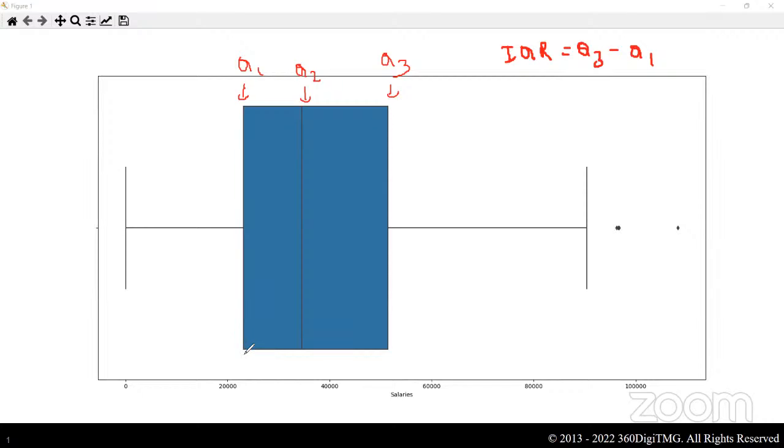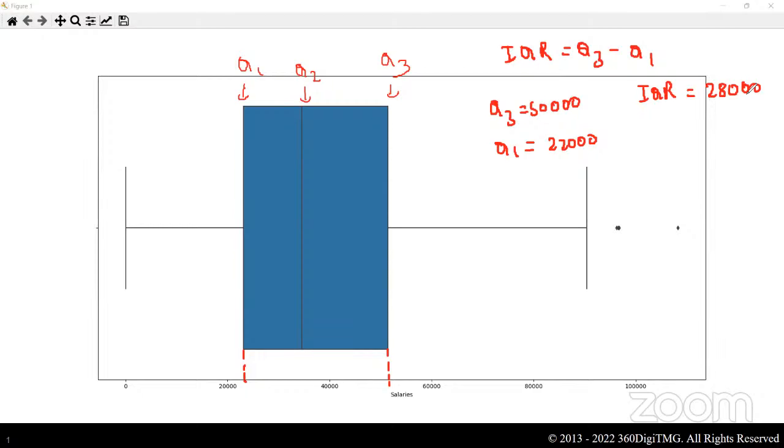Now, if we look at over here, these two values would fall somewhere here. So let's say, for example, our Q3 value is 50,000 and our Q1 value is, let's say, 22,000. So our IQR would come out to be nearly 28,000. All right. So now we have done the first part of our calculations.